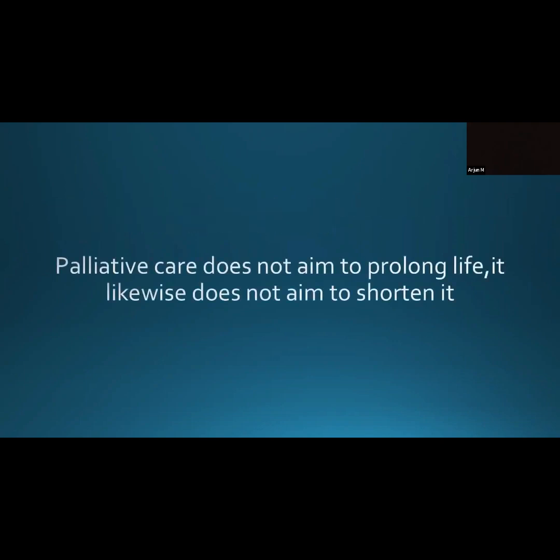So to wind up, this is one of the statements which I found in the Oxford Textbook of Palliative Medicine research, and I found it interesting. That's why I kept it. Palliative care medicine as such does not aim to prolong life. Even though we improve, it has been found that we prolong life. Our major aim is to improve the quality of life. But likewise, we do not aim to shorten life.